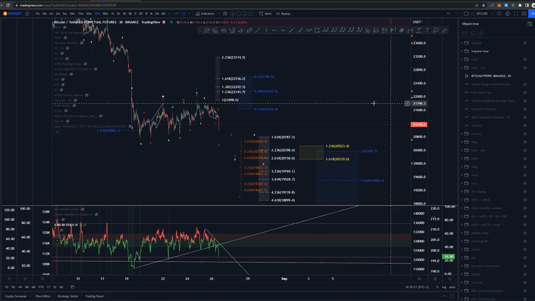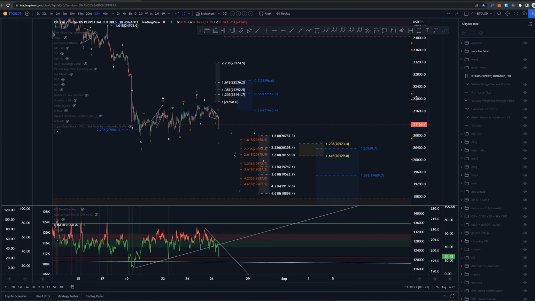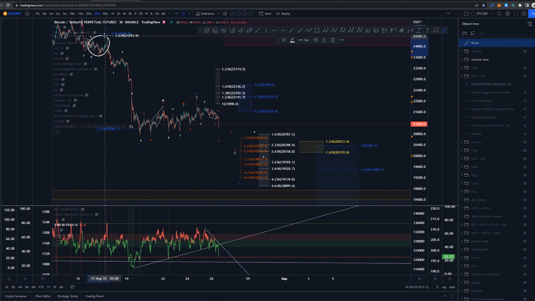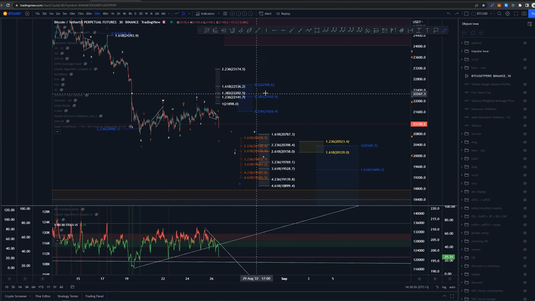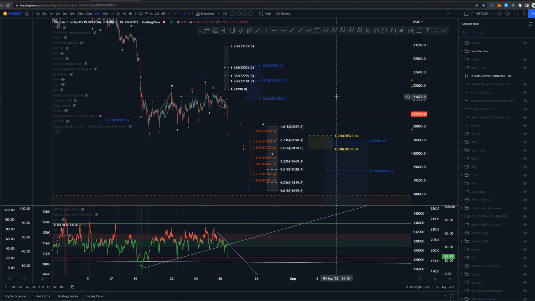Then I would feel like we need to start moving downwards. Otherwise, this is just becoming way too large of a correction compared to this wave 2. So that's why we definitely need to be moving now.